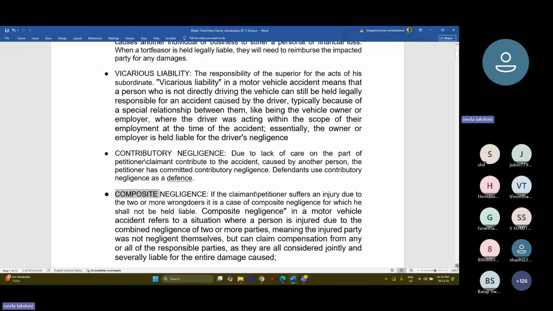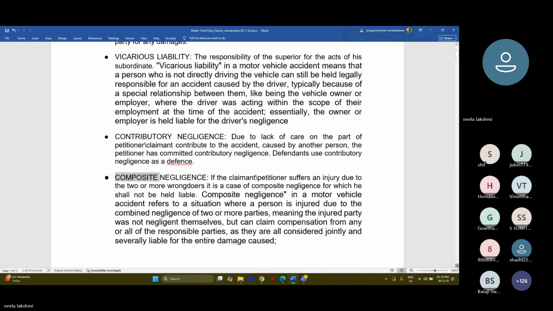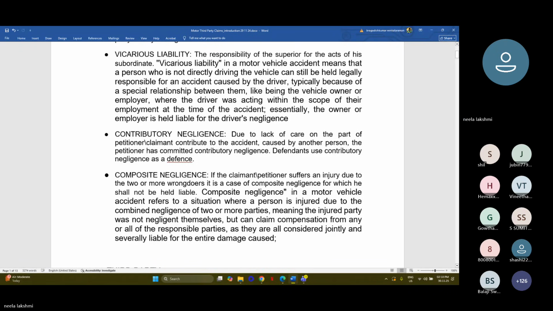You can read this. The injured third party was not at all negligent themselves, but can claim compensation because he is not at fault. He can claim full compensation, and the court will also award full compensation. The insurance company has no defense on this account. If any composite negligence is there, we have no ground to plead that the victim himself is negligent. We cannot take that plea because he is not at all at fault.